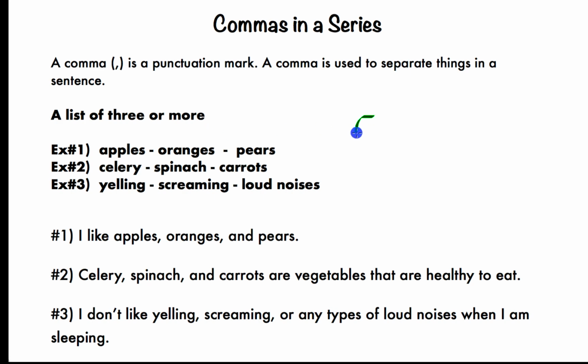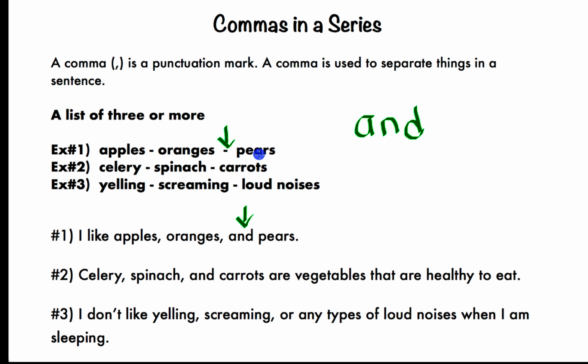You also need to use the word and right before you get to the very last item on your list. So as you see in example number 1, pears was the last item within this listing. So we had to use and right before pears, before we conclude the sentence. So we did that here as well in our example number 1 completed sentence. I like apples, oranges, and pears.